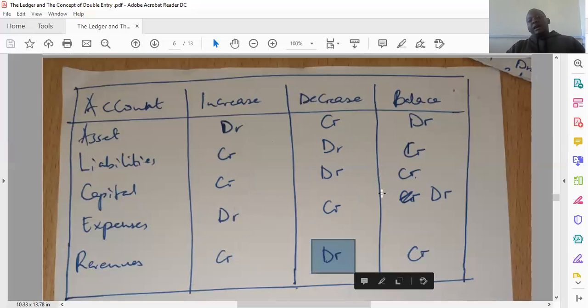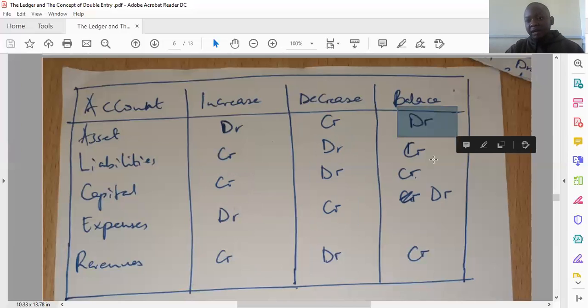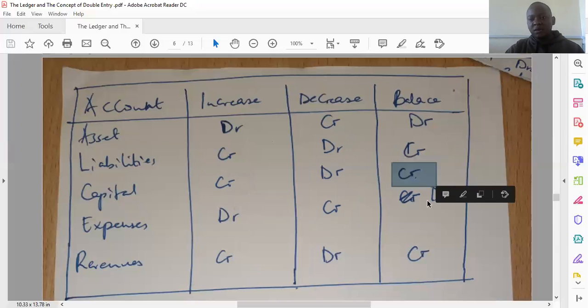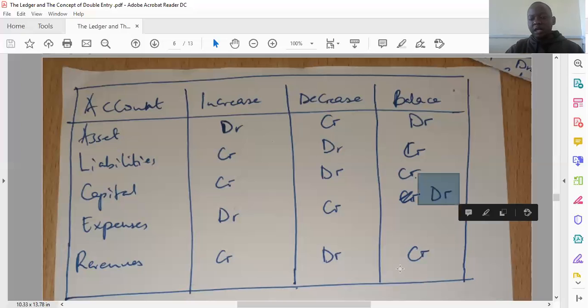And then for the balances, we are looking at them next. Assets will always have a debit balance. Liabilities will always have a credit balance. Capital will always have a credit balance. Expenses will always have a debit balance, and revenues will always have a credit balance.